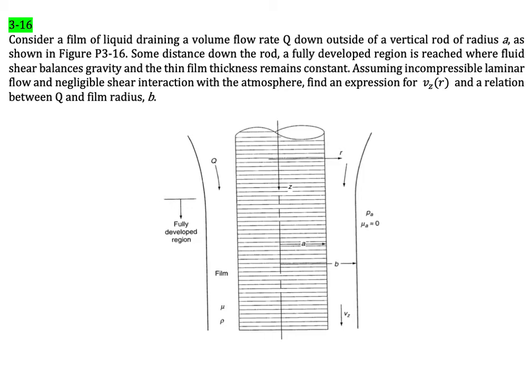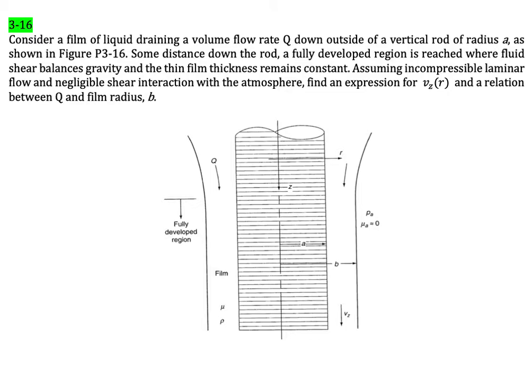This is question 316. Consider a film of liquid draining at volume flow rate Q down the outside of a vertical rod of radius a, as shown in figure P13.16. Some distance down the rod, a fully developed region is reached where fluid shear balances gravity and the thin film thickness remains constant. Assuming incompressible laminar flow and negligible shear interaction with the atmosphere, find an expression for Vz(r) as a relation between Q and film radius.